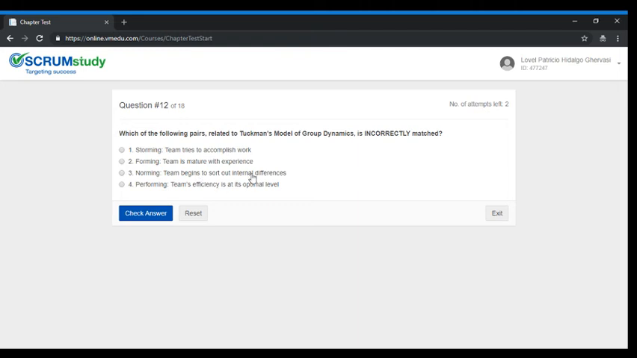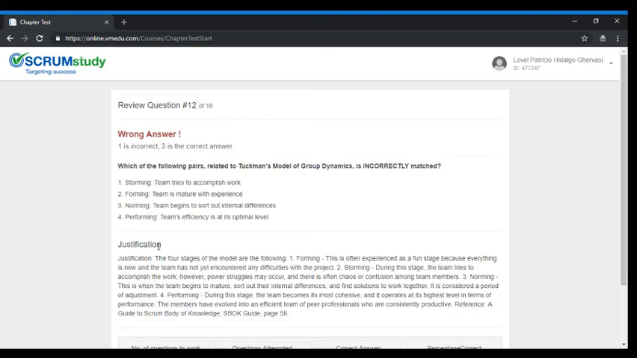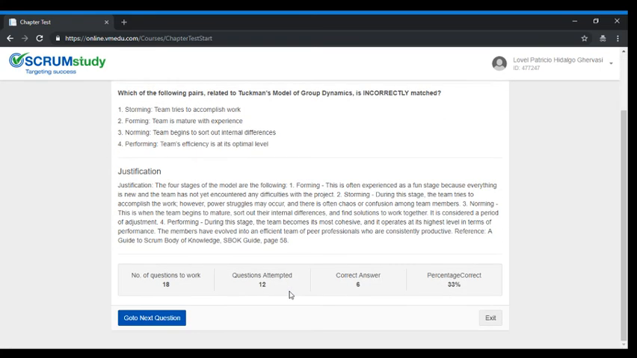¿Cuál de los siguientes pares relacionados al modelo de Tuckman de procesos dinámicos está incorrectamente enlazado? Storming, team tries to accomplish work. Forming, team is mature with experiencing. Norming, team begins to solve all internal difference. Performing, team is in a optimal level. Esto sí, esto también, esto no. ¿Qué? Pues si acá me está diciendo que el forming estaba basado en experiencia.